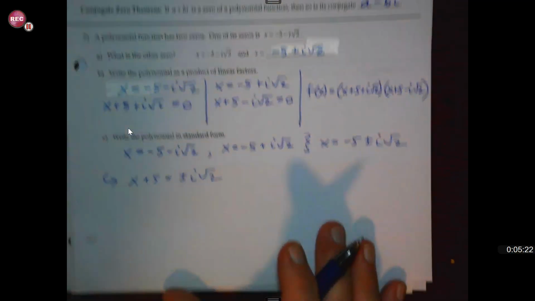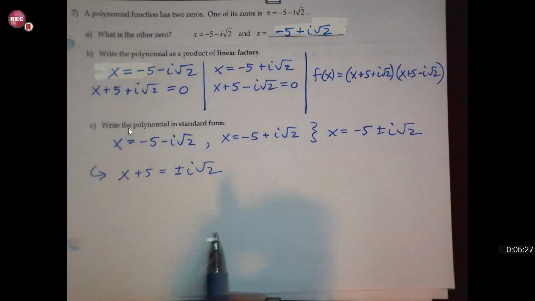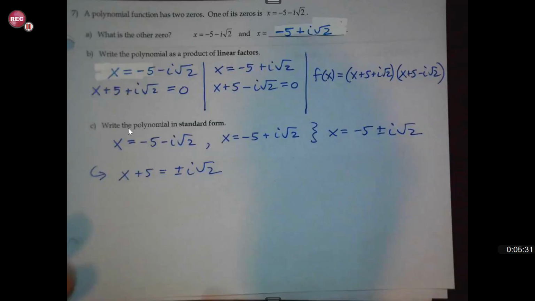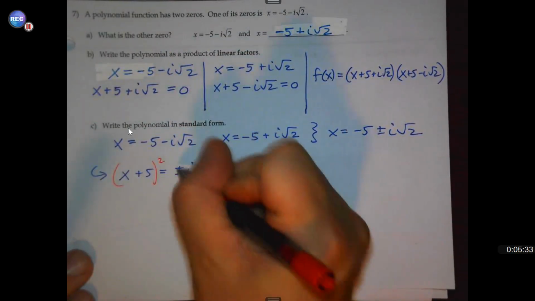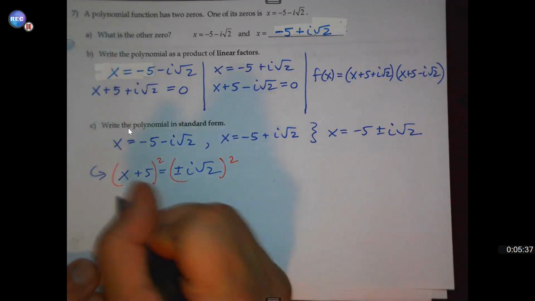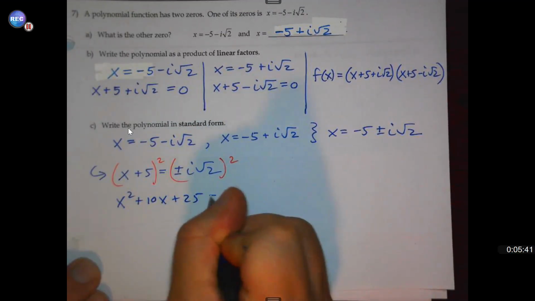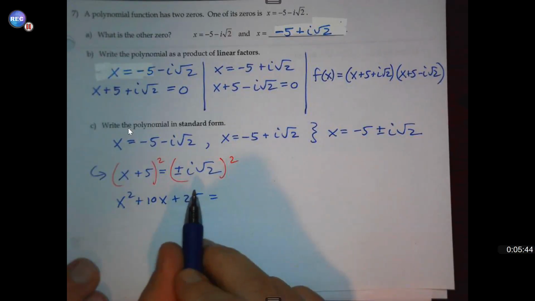Now, to make the radical go away, and to make the i go away at the same time, we're going to square both sides of that equation. If I square the left, I've got to square the right. On the left side, if I square that binomial, I'm going to get x squared plus 10x plus 25. On the right side, we're just going to do these three things one at a time.